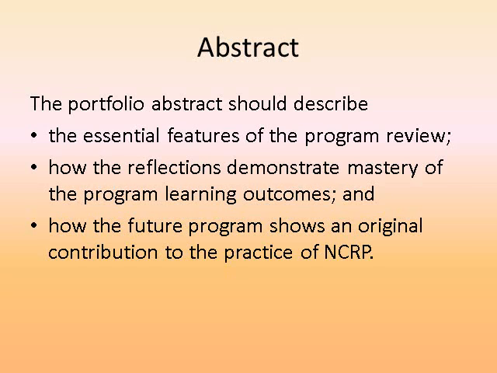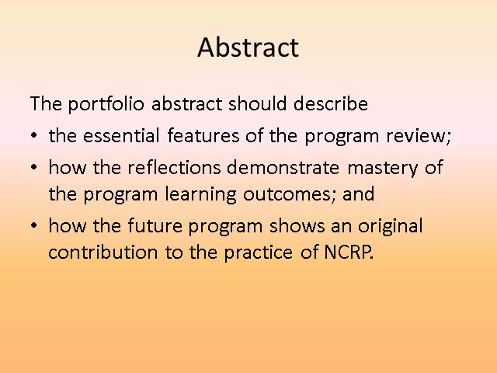Abstract. The primary function of the abstract is to provide a brief overview of the portfolio for the reader. The abstract describes the portfolio's significance, objectives, and a conclusion or recommendation. It allows the reader to see how the author used unique artifacts to demonstrate NCRP program outcomes, reflected on the outcomes, and created an original written future program.